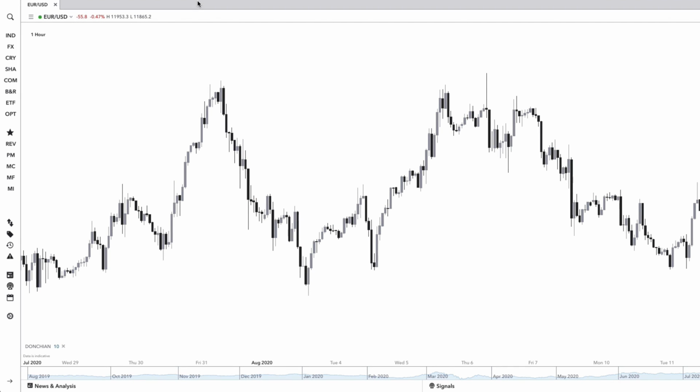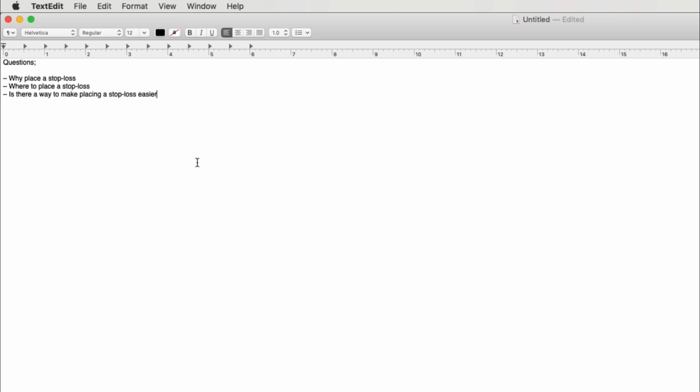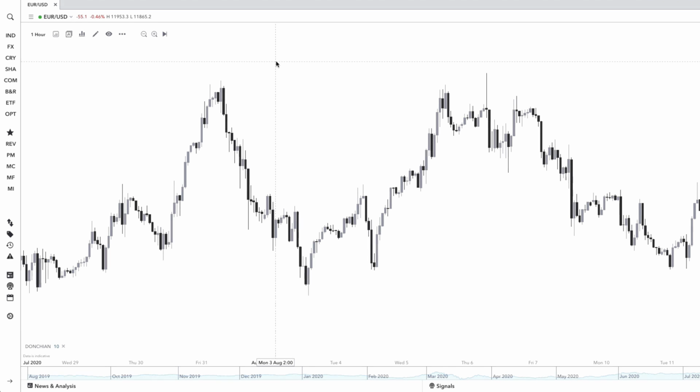We're here on Euro Dollar and the subject of today's video is basically stop losses in general. And I've got a list of questions here that were sent over to me earlier, which actually form the basis for this video. So the questions are: why place a stop loss, where to place a stop loss, and is there a way to make placing a stop loss easier? So let's start with question one: why place a stop loss?